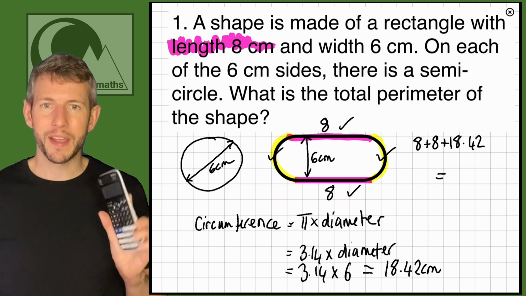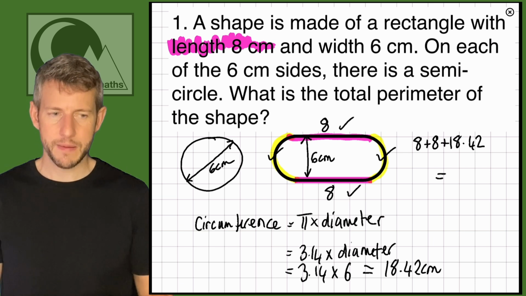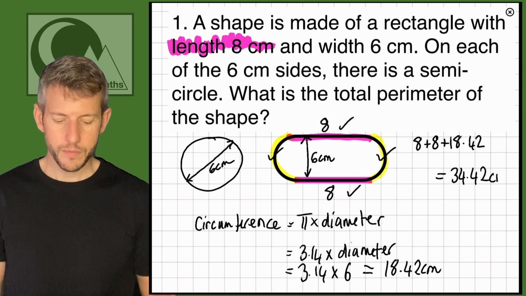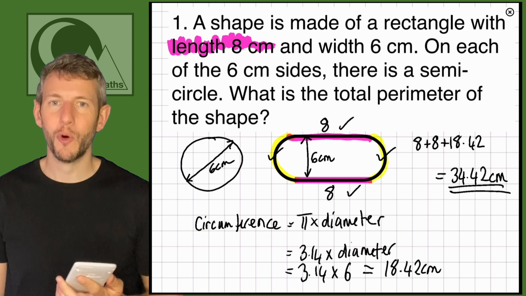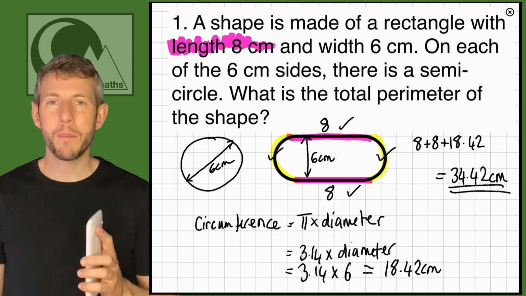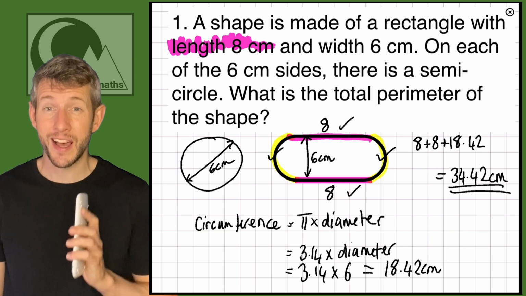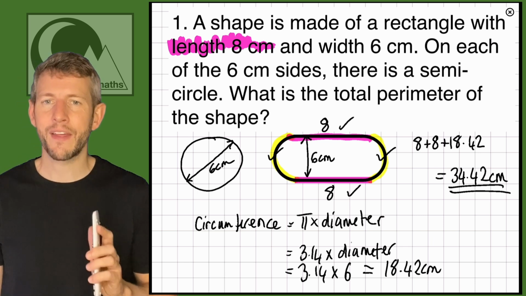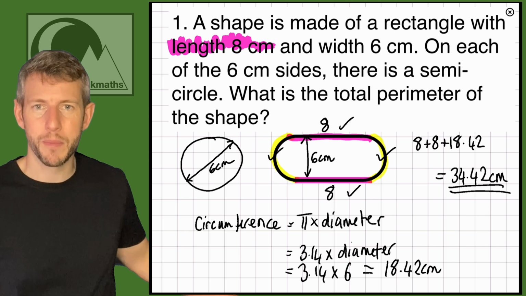I'm going to use my calculator for that. So we've got 8 plus 8 plus 18.42. And that equals 34.42 centimetres. Now, it's important to remember the measurement is centimetres. It is just a length, okay? The perimeter is a length. We never want anything else attached to the units for perimeter.